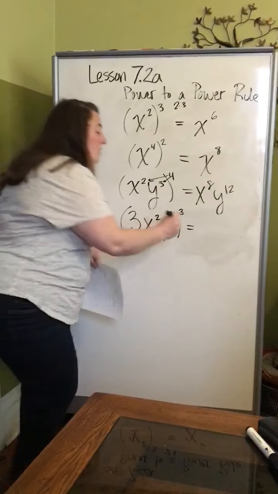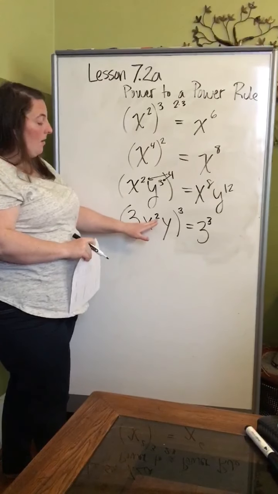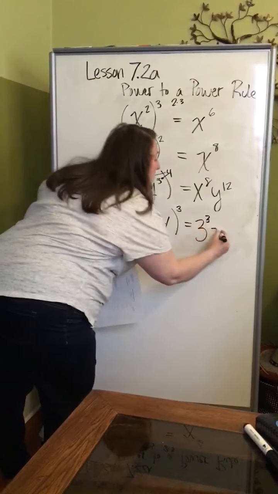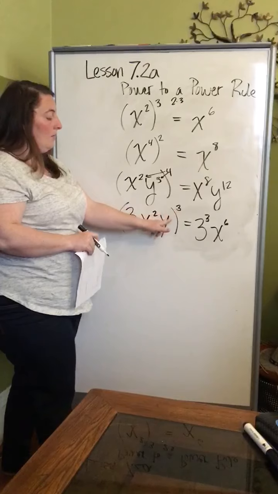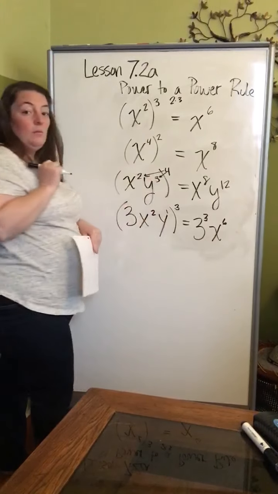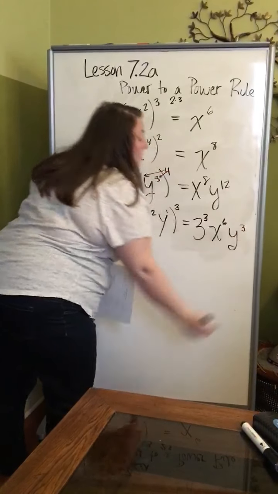So 3 to the 3rd, x to the, well, it's squared, it's already squared, so 2 times 3 is 6, so x to the 6th. And then y, well, what's there? There's nothing there, right? But remember, it's always a 1. So 1 times 3 is 3, so y to the 3rd.